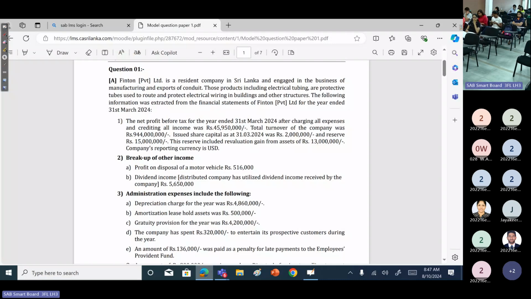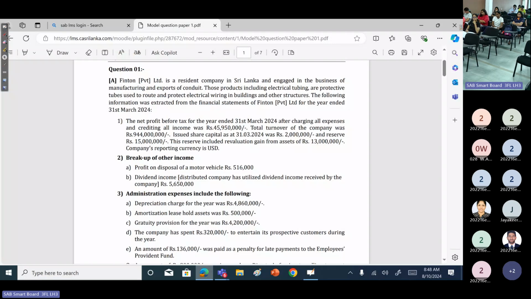Thereafter, the second para basically could be the structure of the business, capital structure, and detail of the profit before tax. Or in the examination context, it could be given as the detailed profit and loss account. So net profit before tax, so not to worry about before tax. After charging all expenses and crediting the whole income was 45 million something, right? And PBT is a profit. Total turnover of the company was this one. Issued capital as at 31st March 2024 was 2 million and reserve is 15 million. This reserves include revaluation gain from assets of rupees 13 million.